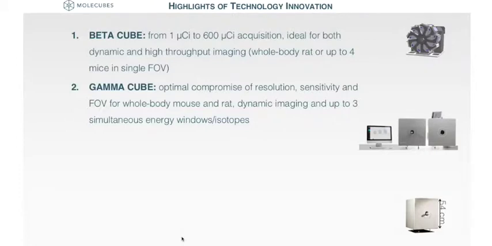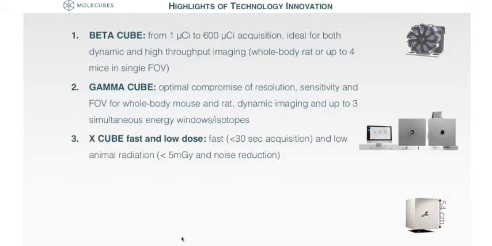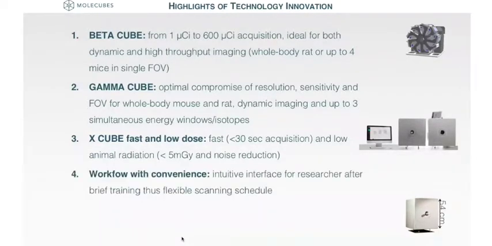Then the gamma cube or SPECT cube is also suited to image both rats and mice and is an optimal compromise of resolution and sensitivity. It has dynamic capabilities and multi-isotope imaging is also possible. Then our X-Cube or CT. This is an ideal in vivo micro CT since it is fast and also low dose. In addition, our workflow is very easy and intuitive with minimal training required.